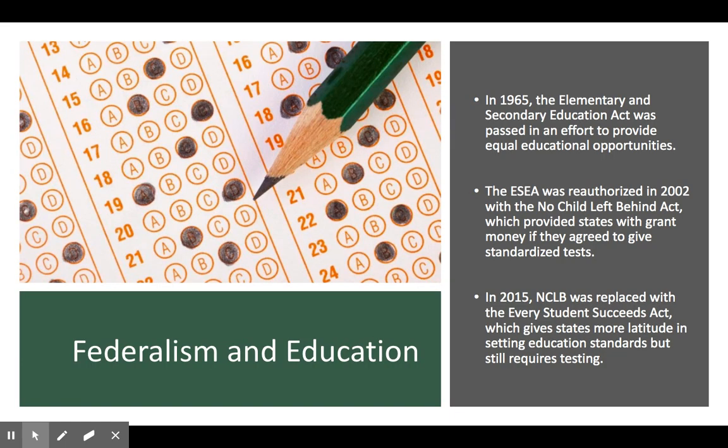And last, but definitely not least, is federalism in education. So this affects you today. You can see federalism in education today. So in 1965, President Johnson passed the Elementary and Secondary Education Act, and it was passed in an effort to provide equal educational opportunities. So making sure that schools who receive lesser funding are receiving adequate resources. It was more of a hands-off approach from the federal government. They were providing this funding just to make sure that schools had the adequate resources.